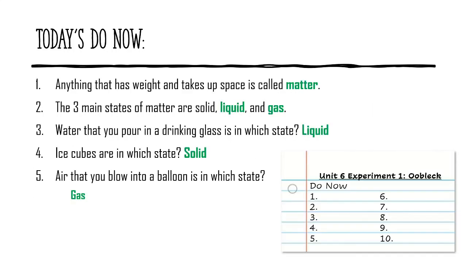Number 1, anything that has weight and takes up space is called matter. That is the very first thing that we learned in our chemistry unit. Hopefully you didn't forget it, because we keep on using that term almost every lesson. Number 2, the 3 main states of matter are solid, liquid, and gas. Number 3, water that you pour in a drinking glass is in which state? Well, that's a liquid. You guys should know that. Number 4, ice cubes are in which state? They are solid. And 5, air that you blow into a balloon is in which state? Well, that is a gas. You should be pretty familiar with solids, liquids, and gases at this point.